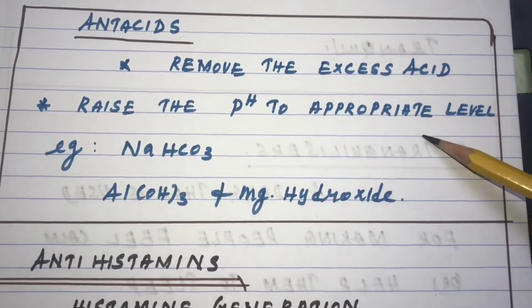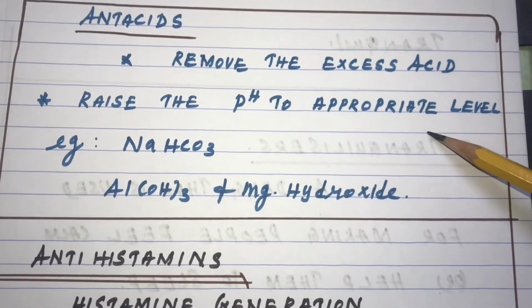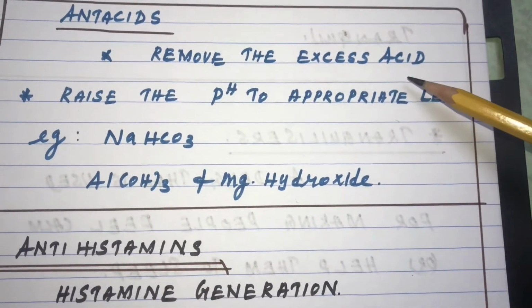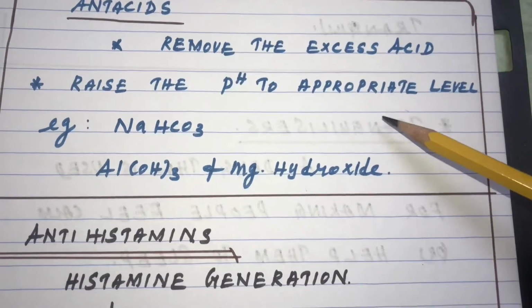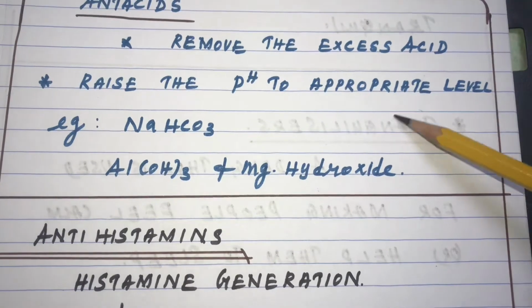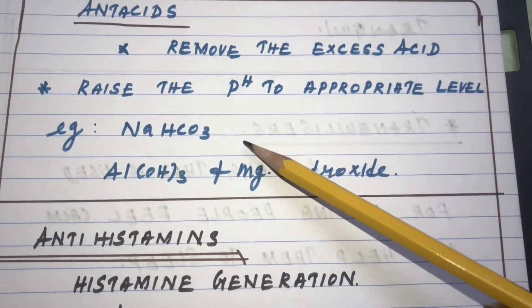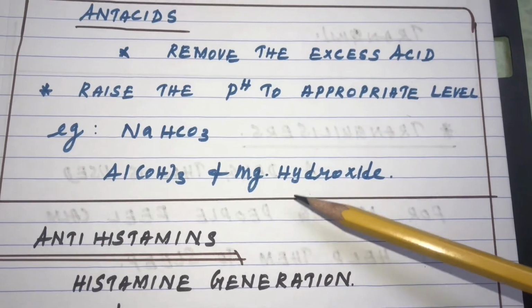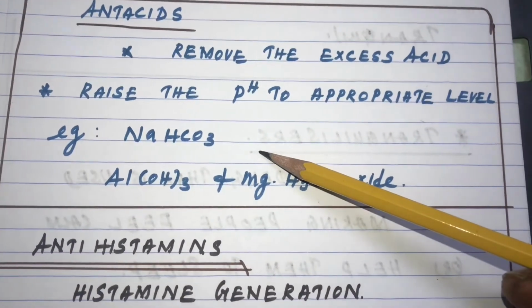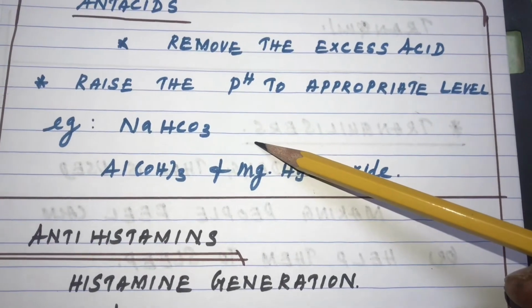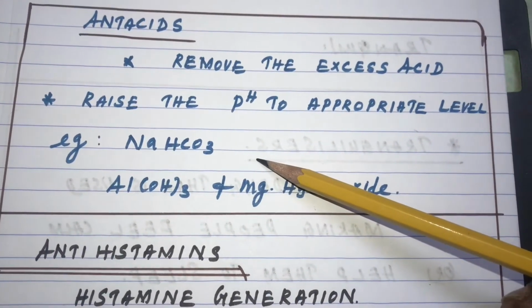Antacids: Gelusil, Digene, ENO are examples of antacids. Antacids remove the excess of acid and raise the pH to an appropriate level in our body. Antacids are a mixture of sodium bicarbonate, aluminum hydroxide and magnesium hydroxide. Excess of antacids, that is sodium bicarbonate, may sometimes increase the acid level.